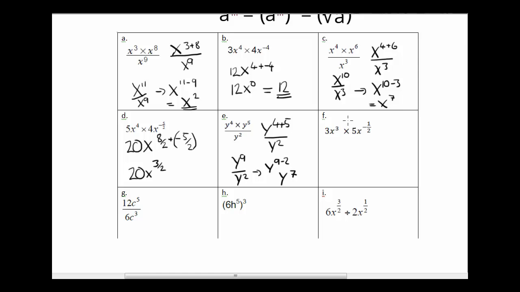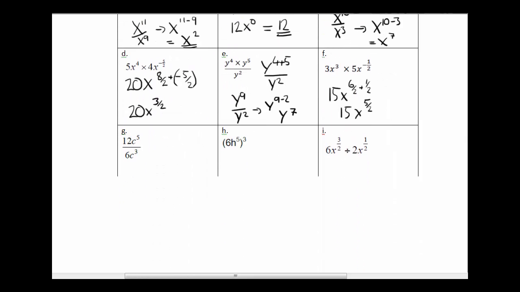Next one, again we're going to represent the 3 in terms of halves, so we've got 3 times the 5, that's 15, and then we've got x, so that's going to be 6 over 2 plus 1 half, so that's going to give me 15x to the 5 over 2. So again, it's either one of the rules or a combination of them.